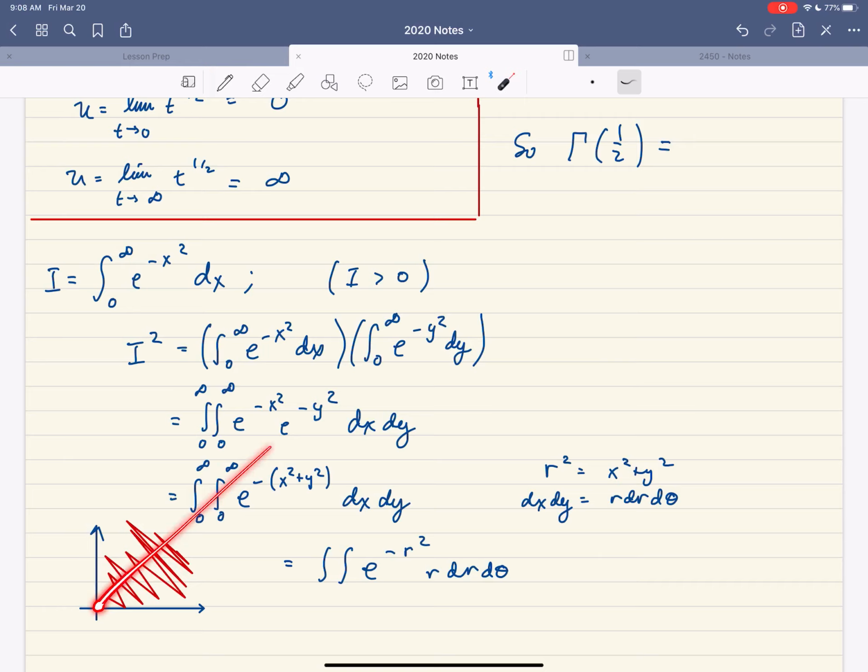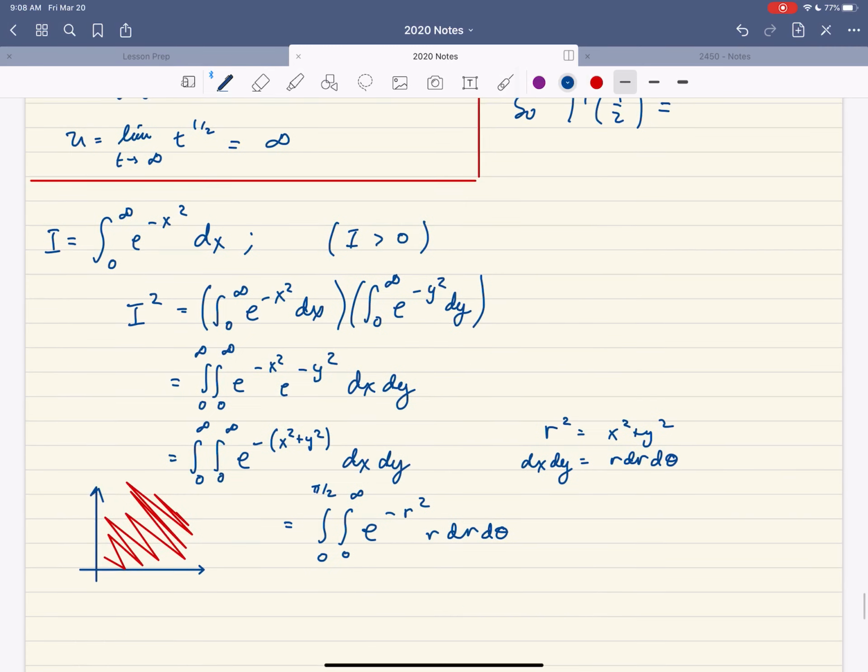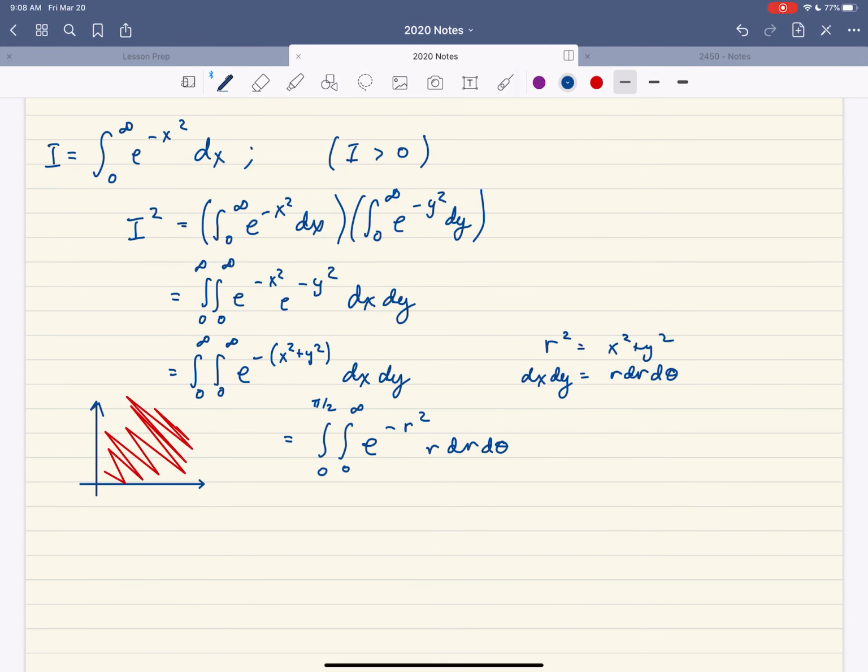So r is going to go from 0 to infinity, right? And theta is going to be the angle that we make, and it's going to go from 0 to pi over 2. That's it, because we're just talking about the first quadrant. So from 0 to pi over 2. And now this is a straightforward integral to evaluate.